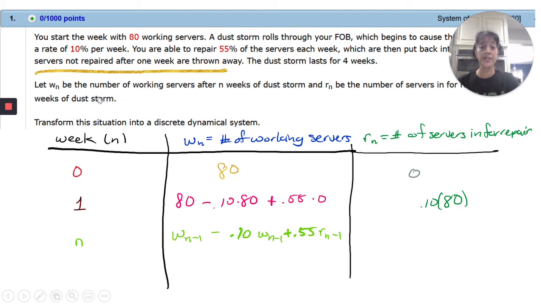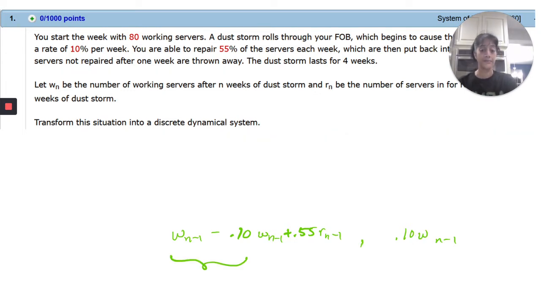I'm going to have an equation for each one of these variables. The R sub n, well, that one's a little easy. 0.10 times 80, 80 is W sub n minus 1. And so I replace the 80 with W sub n minus 1. And there's my system of equations. Good practices lead to making that better.